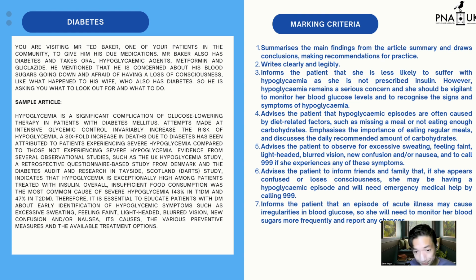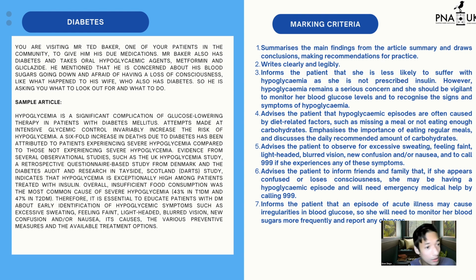Number six, you have to advise the patient to inform friends and family that if she appears confused or loses consciousness, he may be having hypoglycemic episode and will need emergency help by calling 999. And lastly, you have to inform the patient that an episode of acute illness may cause irregularities in blood glucose, so he will need to monitor her blood sugar more frequently and report any changes.